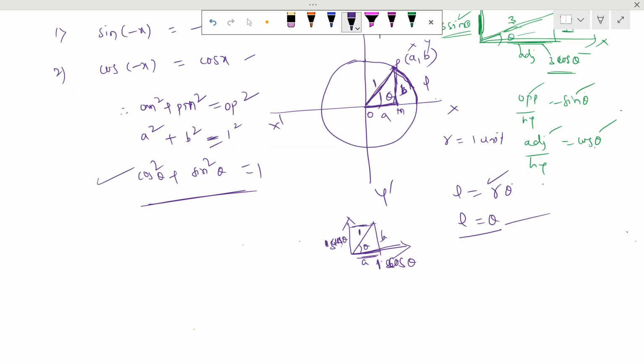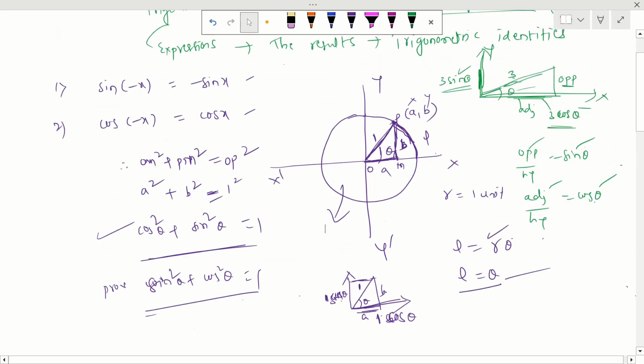Sometimes it will be asked: prove sin square theta plus cos square theta is equal to 1. Then we need to follow the same procedure.